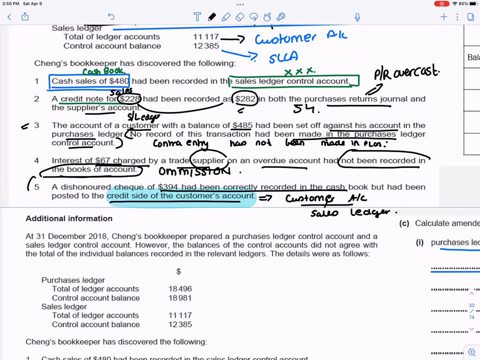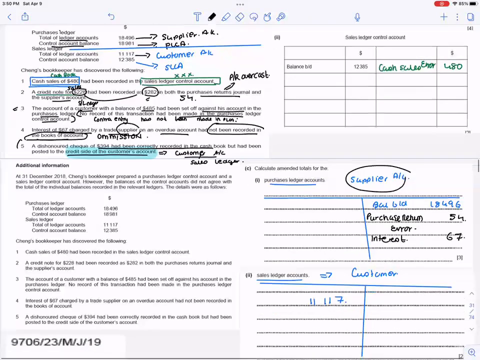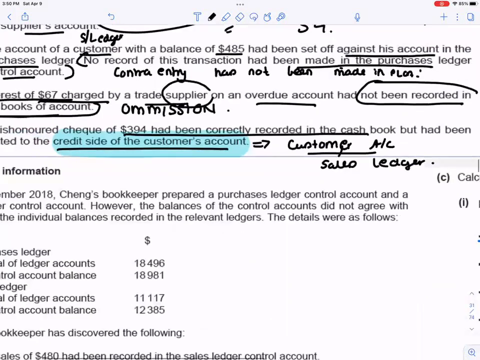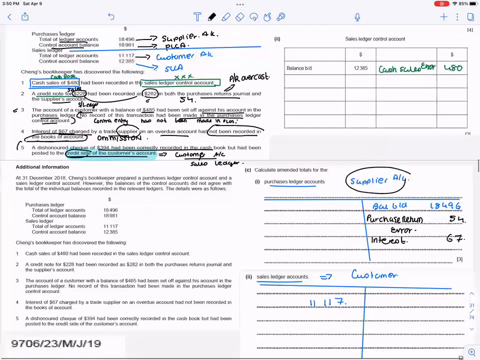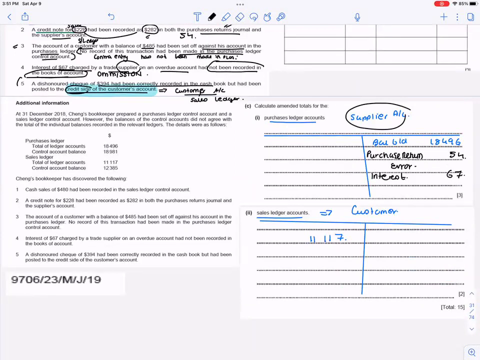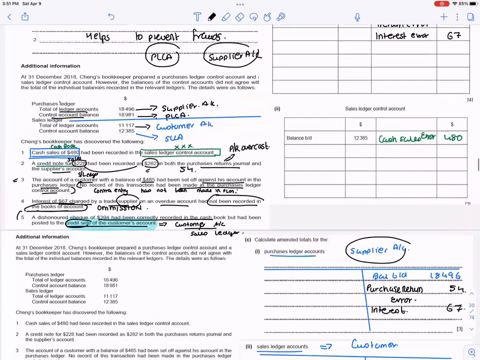Dishonor appears on which side? Where did you record it? Credit side. That means you recorded an amount on the wrong side. Are you all with me? So what is the correction for this? Same side, double amount.